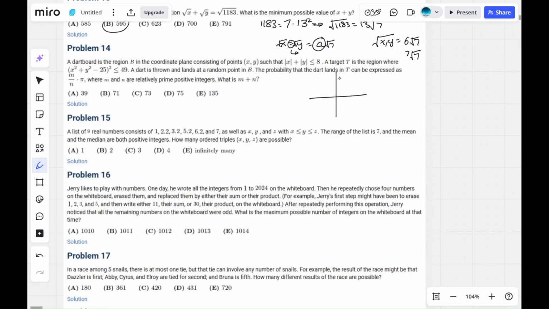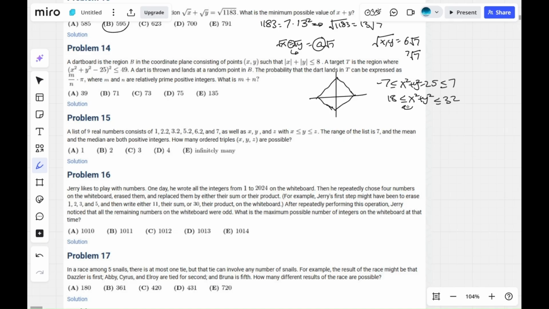So, this is the graph. It's basically a square with side length 8 root 2, and my drawing is very not accurate, but that's okay. So that's the dartboard, and we can first simplify what T is. So the absolute value of x squared plus y squared minus 25 is less than or equal to 7. So negative 7 is less than or equal to x squared plus y squared minus 25 is less than or equal to 7. So 18 is less than or equal to x squared plus y squared is less than or equal to 32.